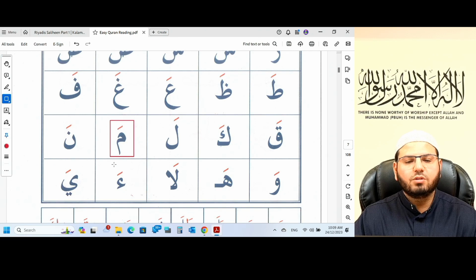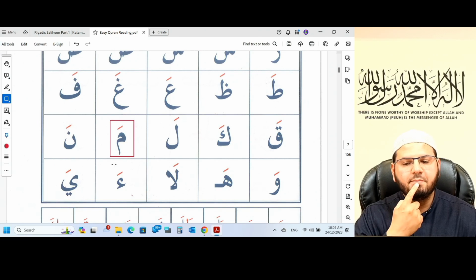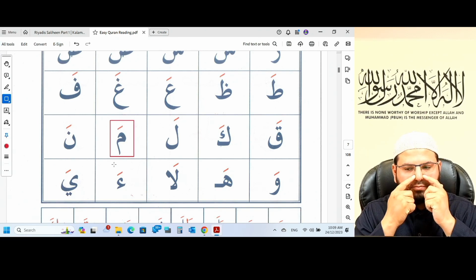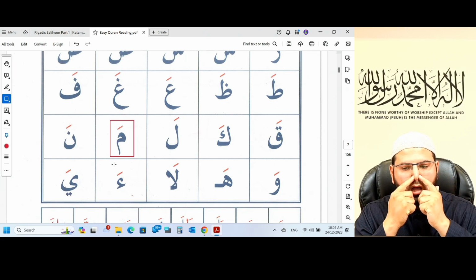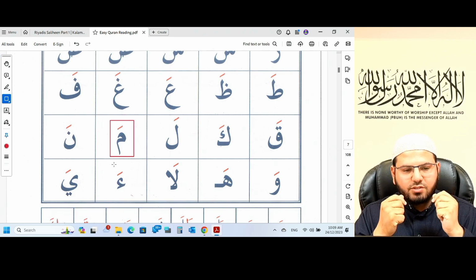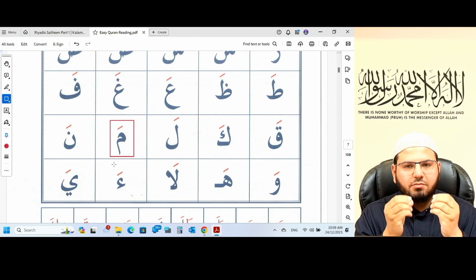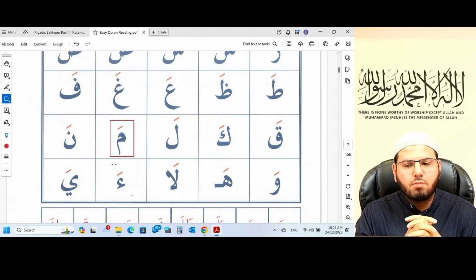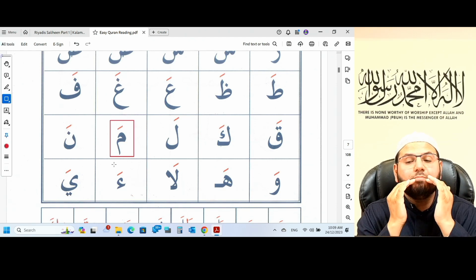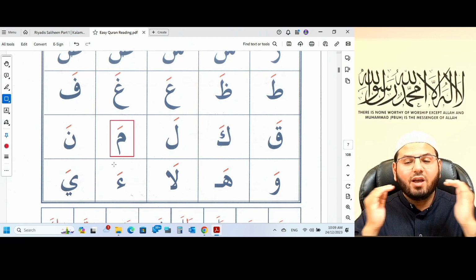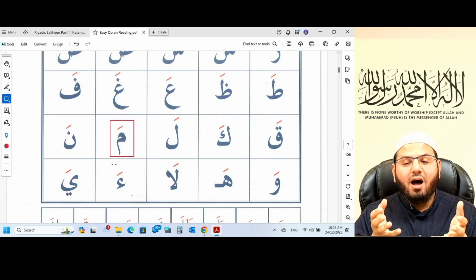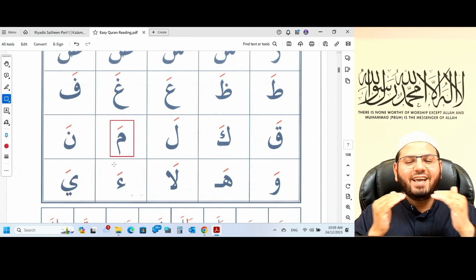What is this letter called? It comes from the nose here. If you close your nose, you can't say it. If you have a blocked nose, you will not make it perfectly. So you say ma, ma. We say meem, not ma. Some people say ma, but it's not ma, it's meem.